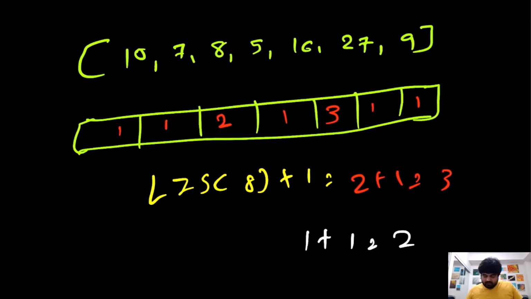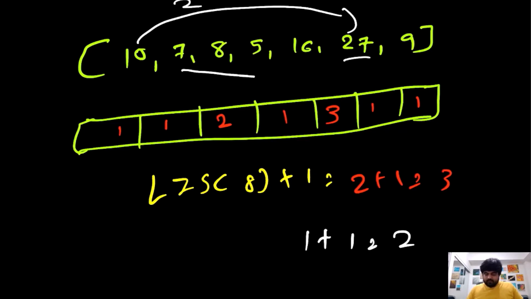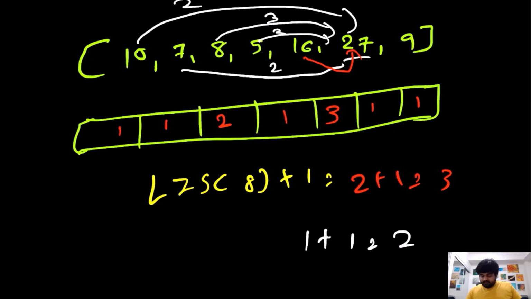So again the next value is 27. 27 is greater than all the other values. So if we do 10 to 27, we would find the value as 2. We'll do 7 to 27, we will find the value as 1 plus 1, again 2. We will do 8 to 27, we would find the value 2 plus 1 as 3. Again we will do 5 to 27, the value we would find would be 2. And at the end we would do 16 to 27, and we know that the value at 16 is 3, so we would be able to find the value as 3 plus 1.